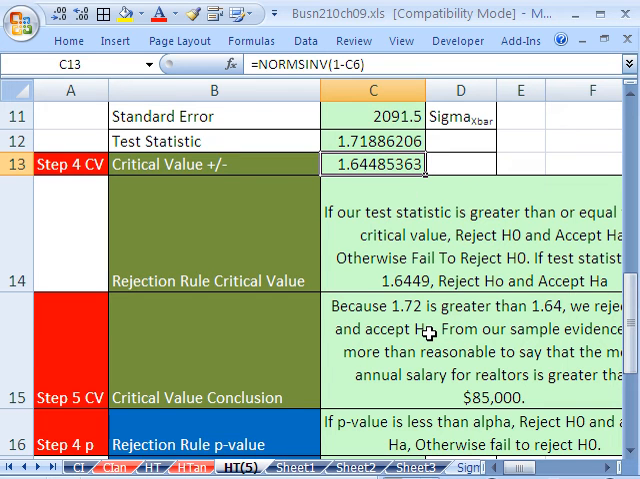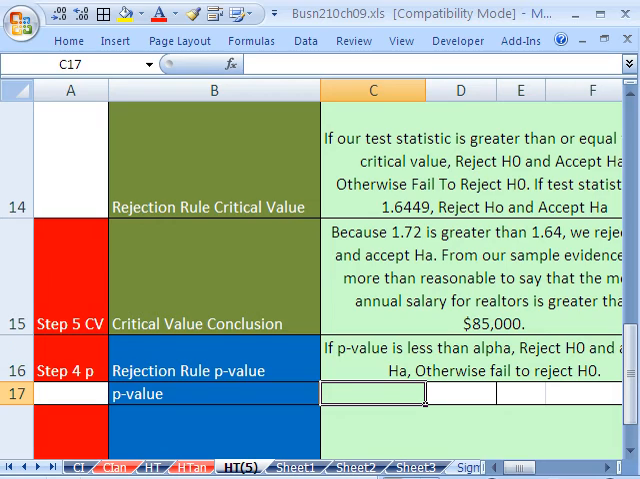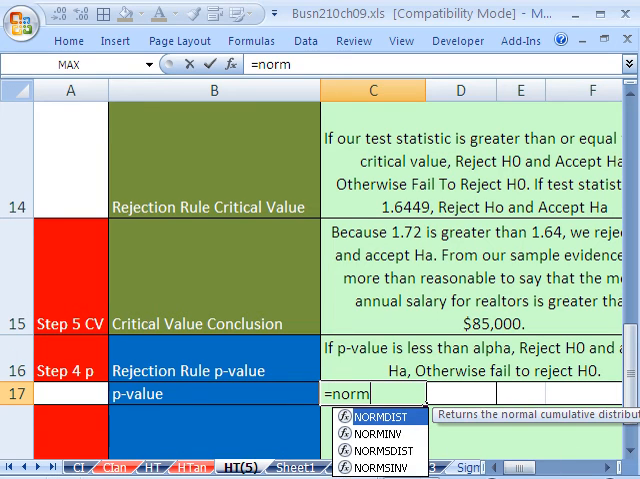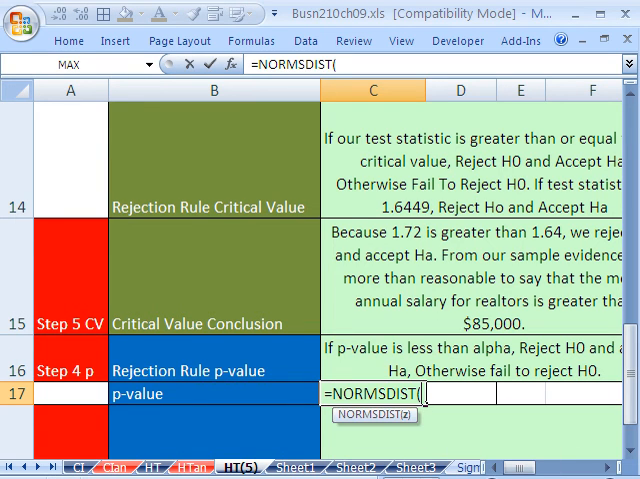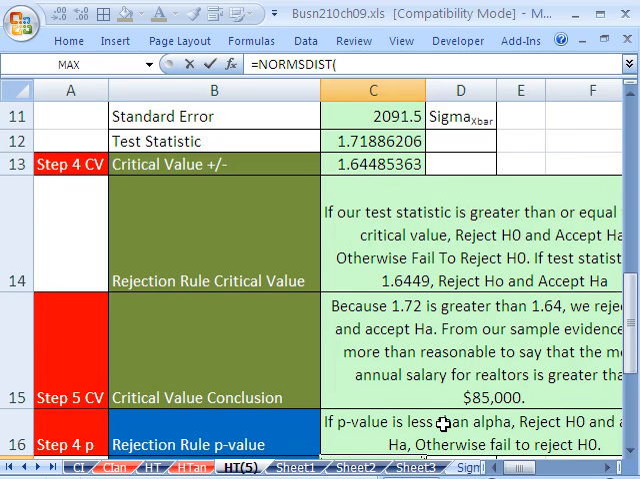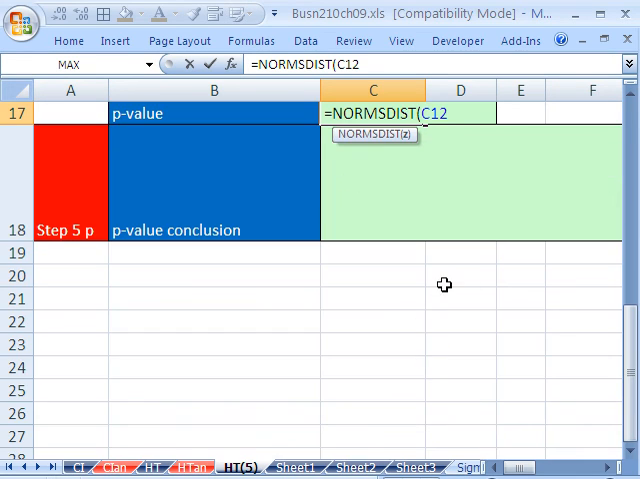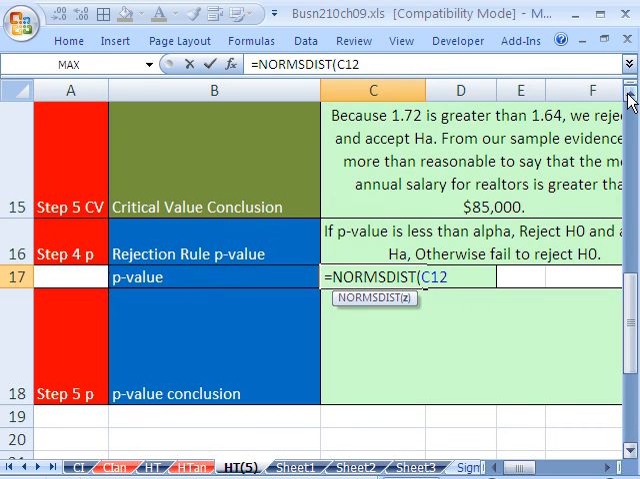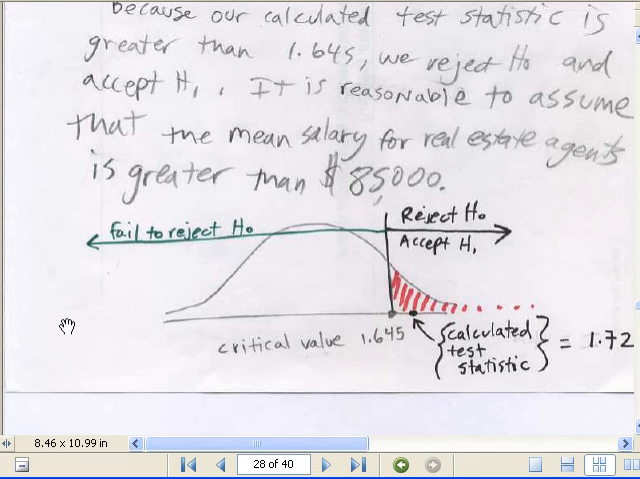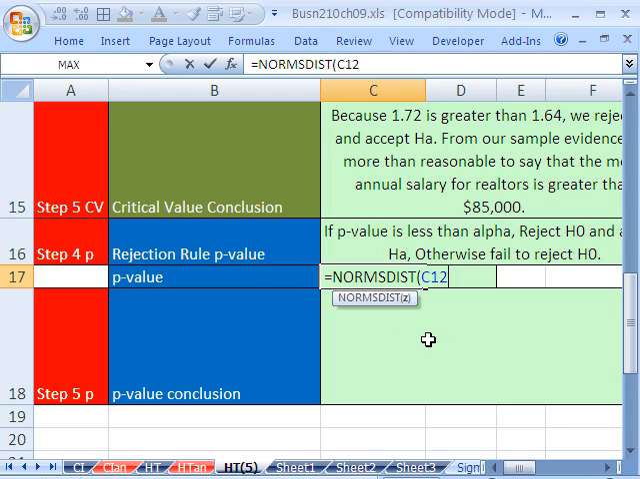We have our test statistic. We come down here, and to do the p-value, which is the probability, we do NORM.S.DIST. So equals NORM.S.DIST. It says, hey, you give me a z, and I'll give you a probability. But what does it do? If I give it 1.72, if we were to look at our picture, it'd give everything from way over here up to there. And since we want only the top, we have to do 1 minus.